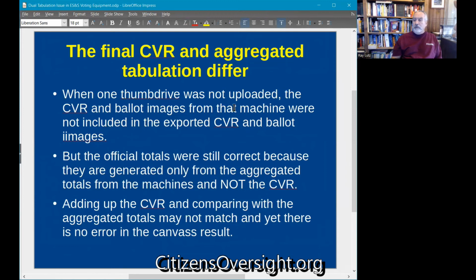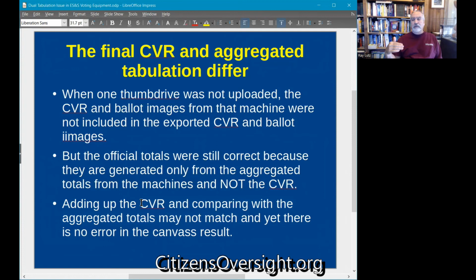So finally, the final CVR and the aggregated tabulation differ. When one thumb drive was not uploaded, the CVR and ballot images from that machine were not included, and yet the official totals were still correct because they were generated only from the aggregated totals. Adding up the CVR and comparing it with the aggregated totals may not match. But still, because they're working only with aggregated totals, the canvass itself may still be good, even though the CVR does not match.